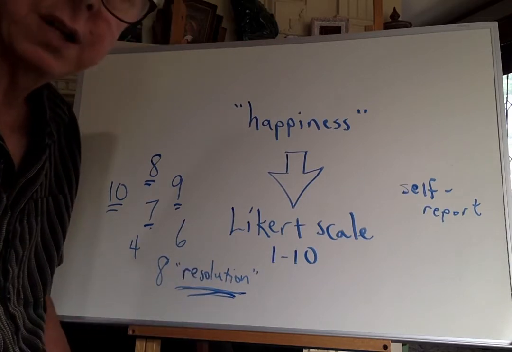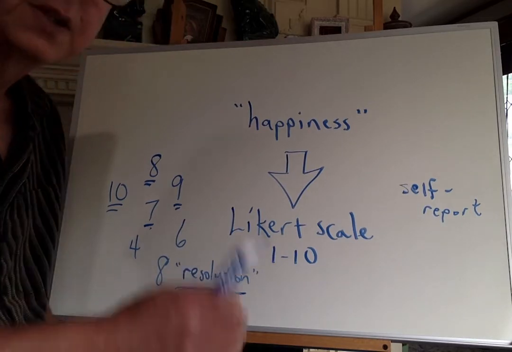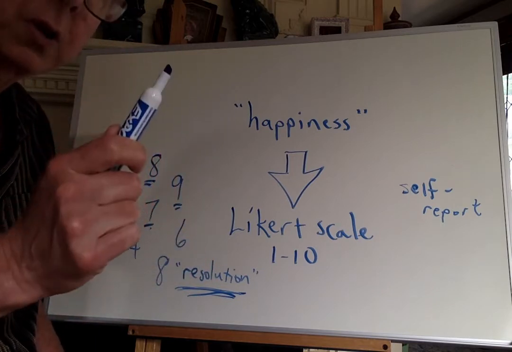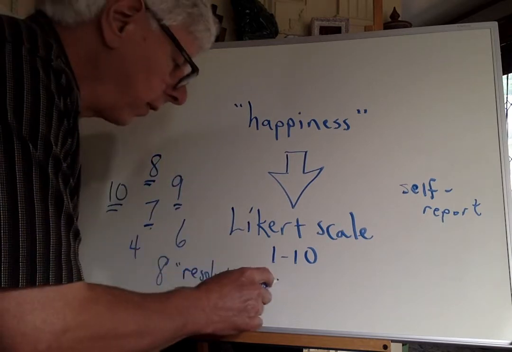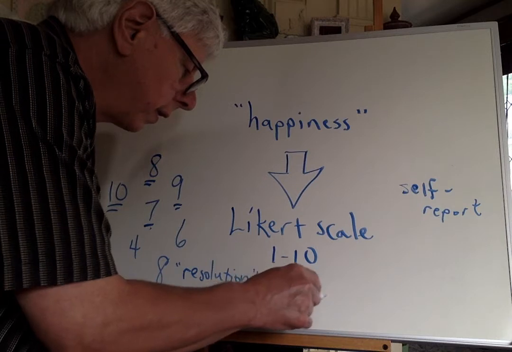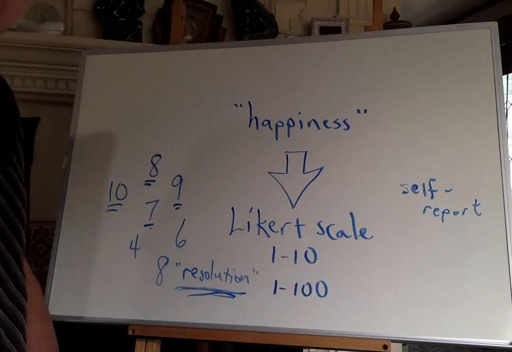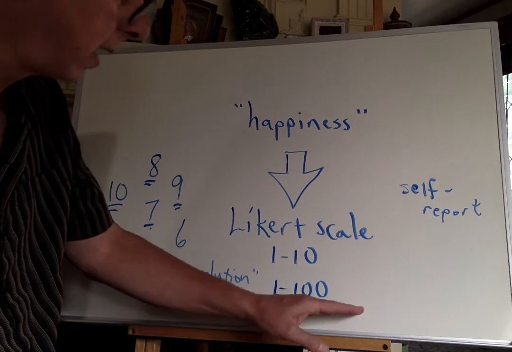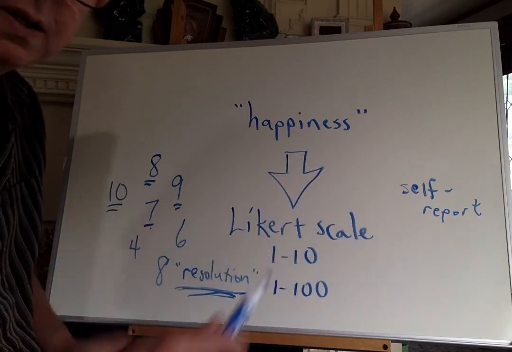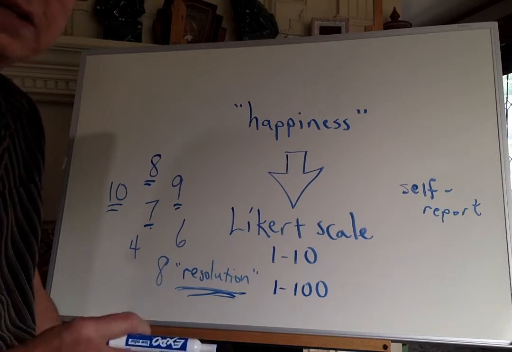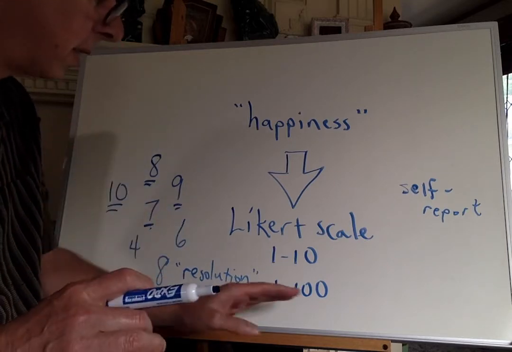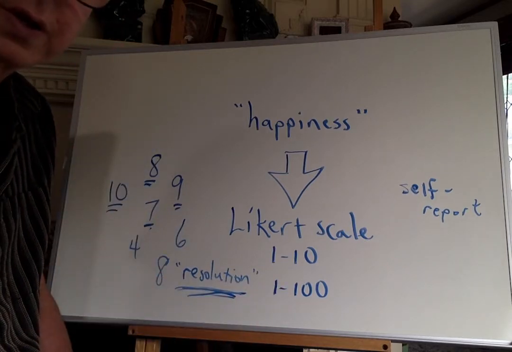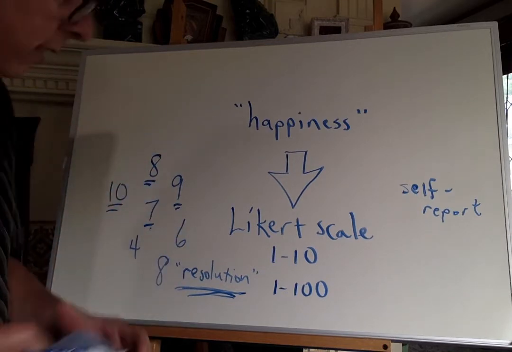Do you have your 1 to 10 number? Because I'm going to ask you to also use a Likert scale from 1 to 100. Now, on a scale from 1 to 100, where 1 is not happy and 100 is really happy, I want you to indicate your level of happiness on a Likert scale from 1 to 100. Okay? Everybody got that in their notebooks?